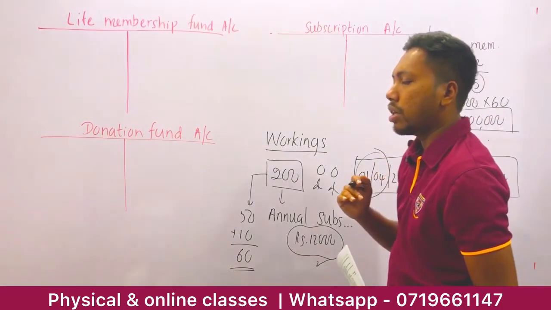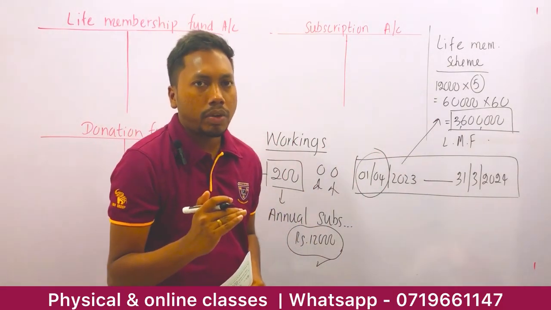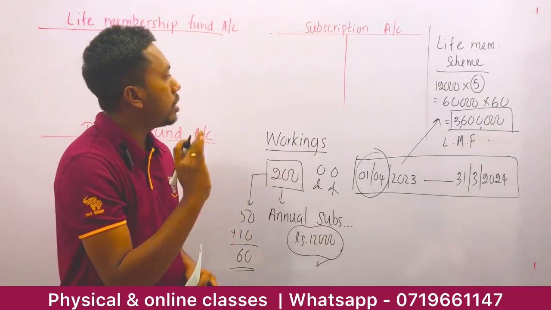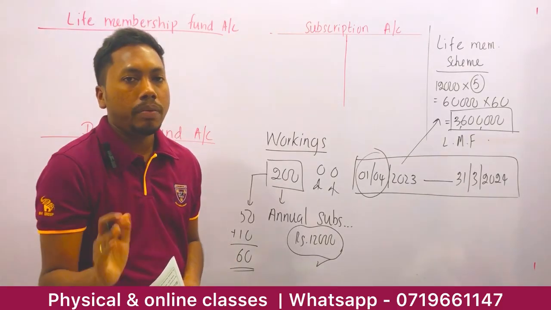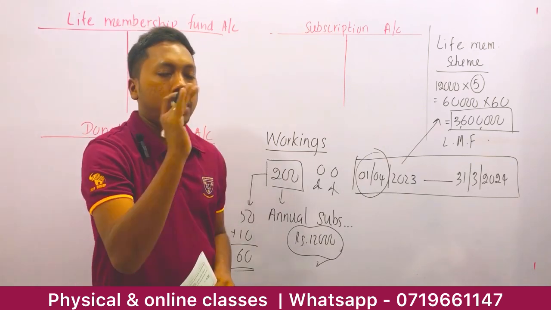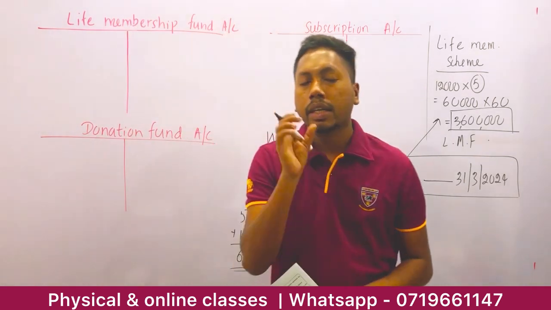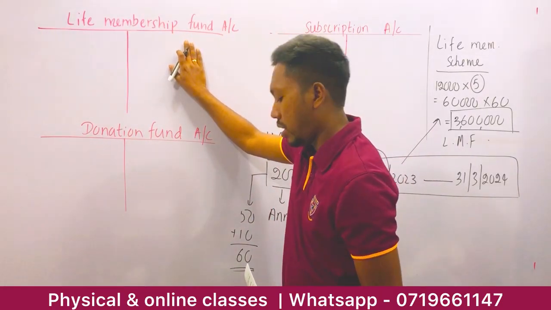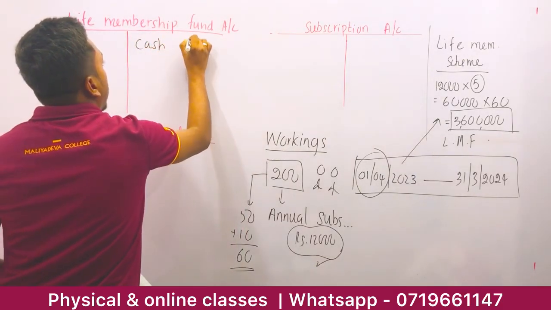Okay, now let's think about the double entry of this receipt. Okay, when we receive cash, what will happen to cash account? Cash account should be debited. Okay, but in this exercise, we are not asked to prepare a cash account, so no need to prepare a cash account in this exercise, right? And cash account debit, and another credit entry should be there. That credit entry goes to life membership fund account. Life membership fund account, here you have to write like this: cash 3.6 million.